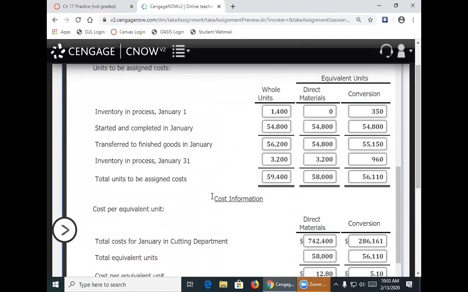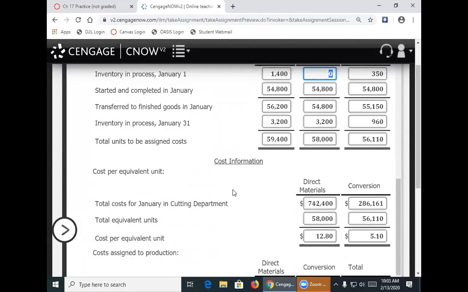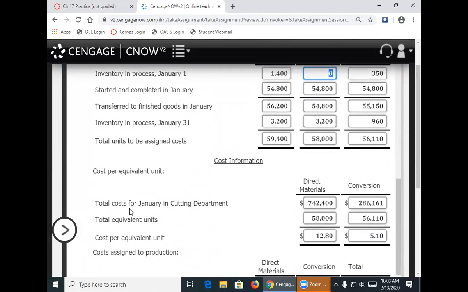For materials, my equivalent units for my work in process was 0. So 0 times $12.80 is 0, right?